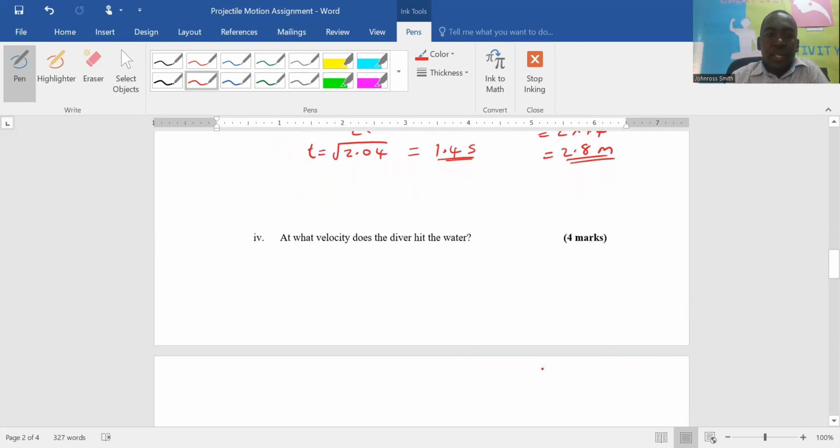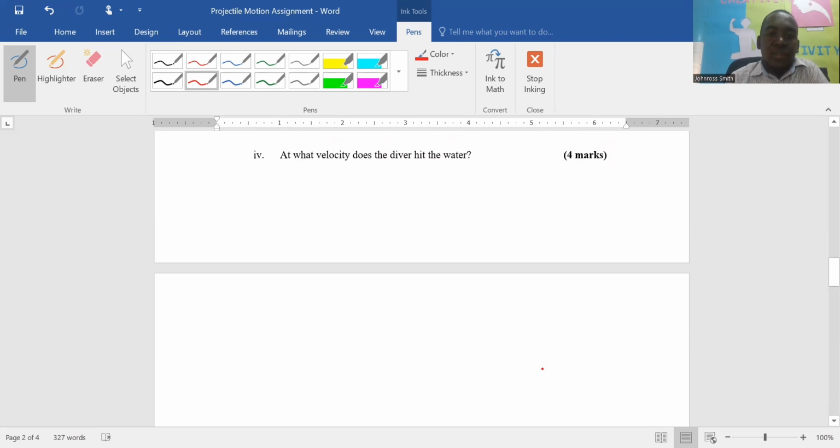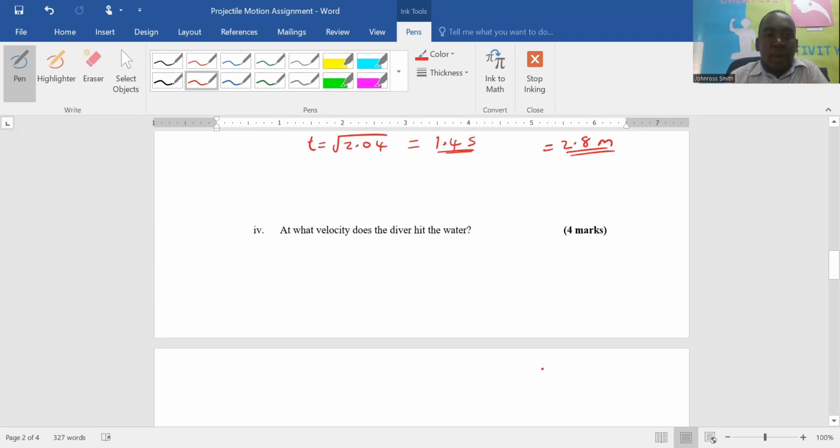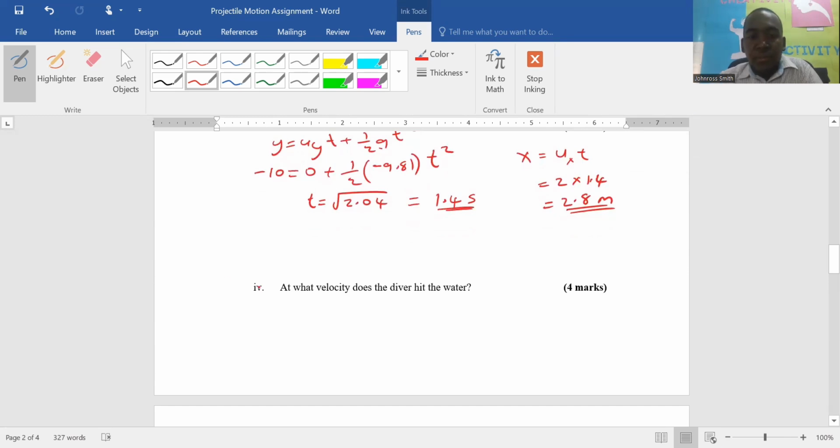Now the final question is, at what velocity does the diver strike the water? Right? Now, at any point to find the velocity, unless it is at its maximum, we have to know what's the y velocity and what's the x velocity. And in this case, the x velocity is the vx, or the ux. Now we know the vx is equal to the ux, which in this case is 2 meters per second. So we need to know what the vy is.